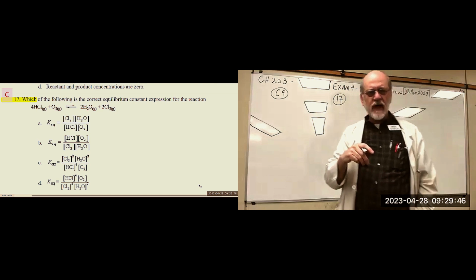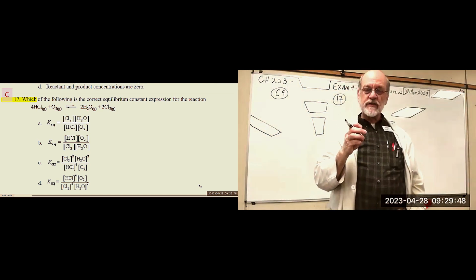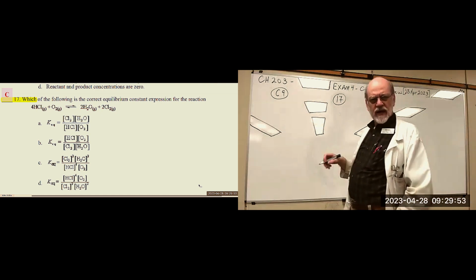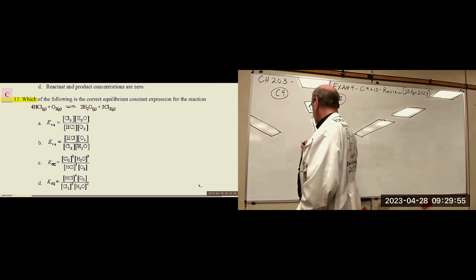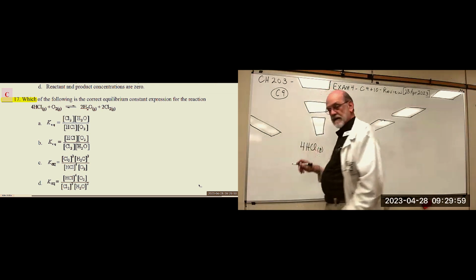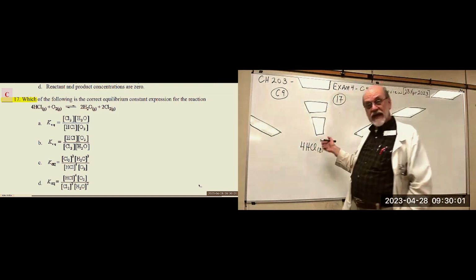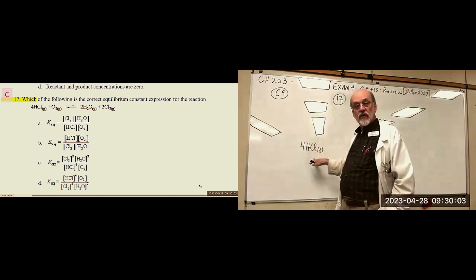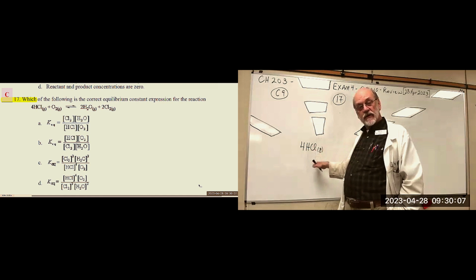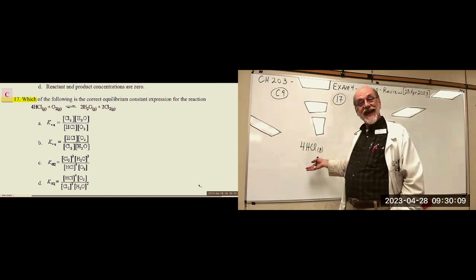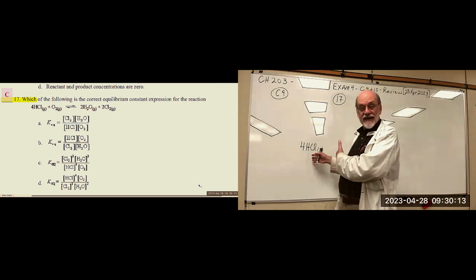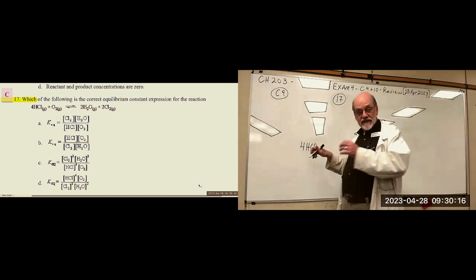All right. Which of the following is the correct equilibrium constant expression for the reaction? So let's write our reaction out. 4HCl, hydrogen chloride. Remember, when that's a gas, we name it by the convention hydrogen chloride. What would we name it if it's in aqueous solution? Then it becomes an acid, and we name it with the acid convention, hydrochloric acid. But as a gas, it's hydrogen chloride.